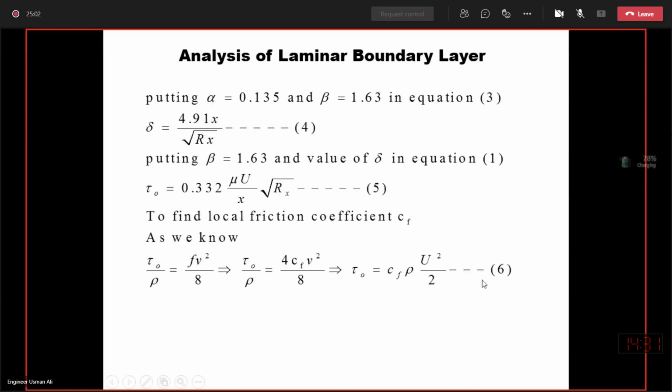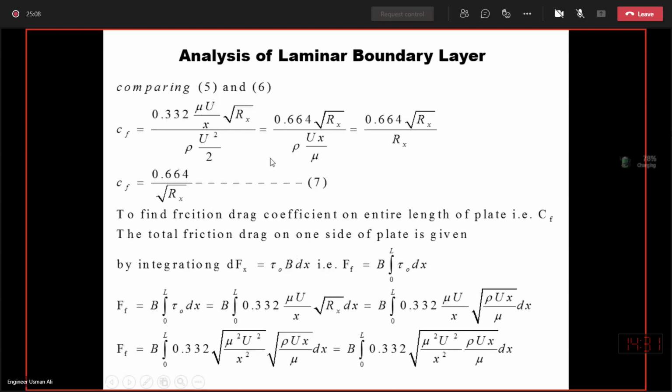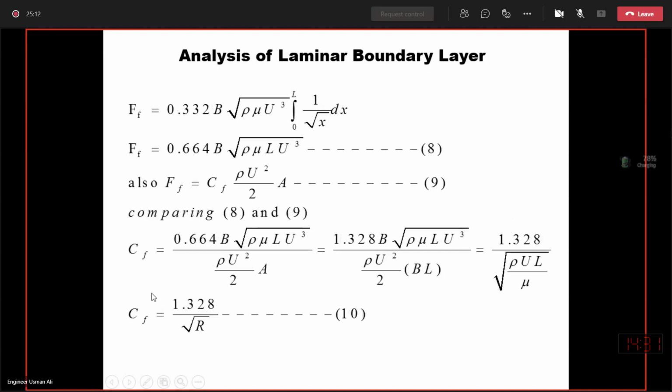The equation for the thickness of the laminar boundary layer, the equation for the shearing stress in laminar boundary layer, the equation for the local friction coefficient, and the equation for the total friction drag coefficient, 1.328 over root R.